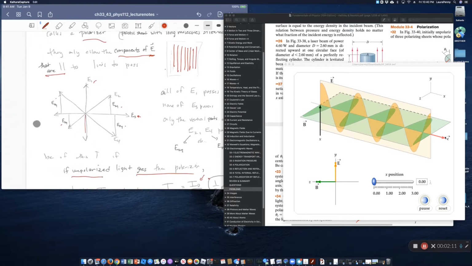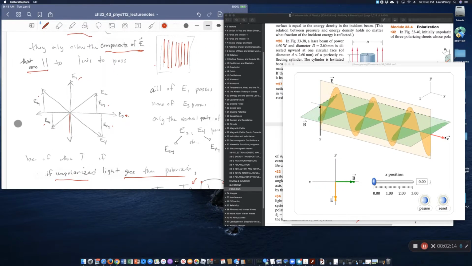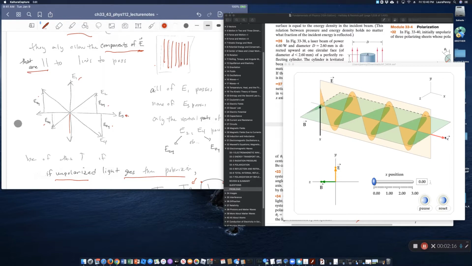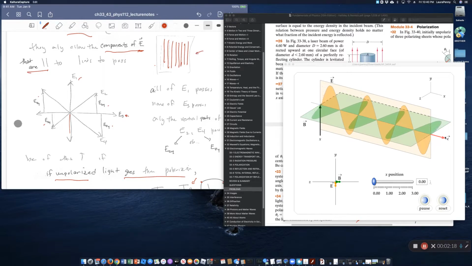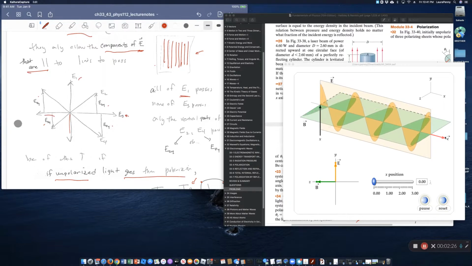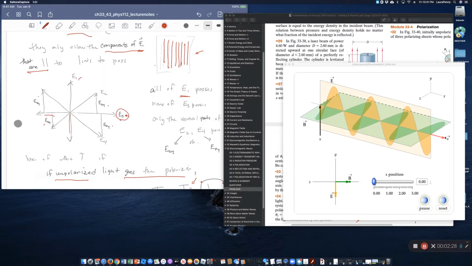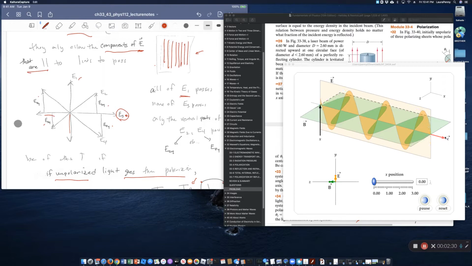So say this was the electric fields that were incident upon this polarizer right here. This electric field E1, which is all vertical, that's all going to make it through, but E3, of course, none of that's going to make it through. It's all perpendicular to the polarizer. And only the vertical parts of E2 and E4 are going to make it through.